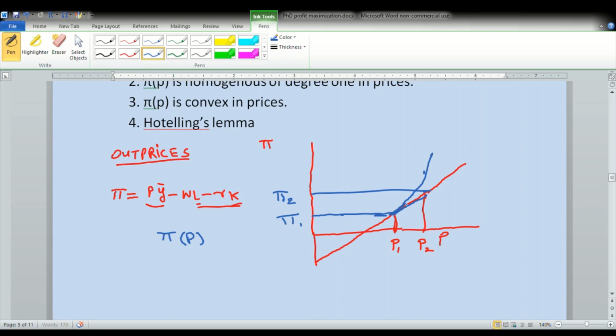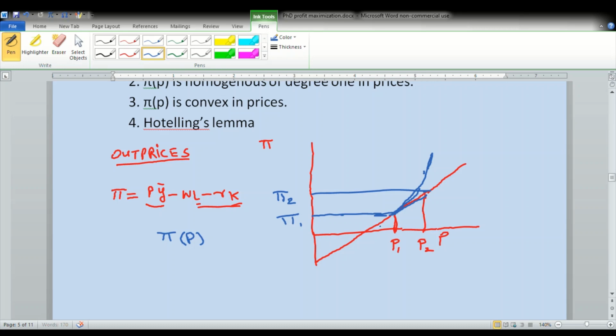It is like saying that the profit is increasing at an increasing rate, not at a constant rate. It is increasing at an increasing rate. Why? Because with the increase in P, you are also adjusting your output. If you had not been adjusting your output, the profit would have been increasing at a constant rate. But because you are adjusting your output, profit will be increasing at an increasing rate.